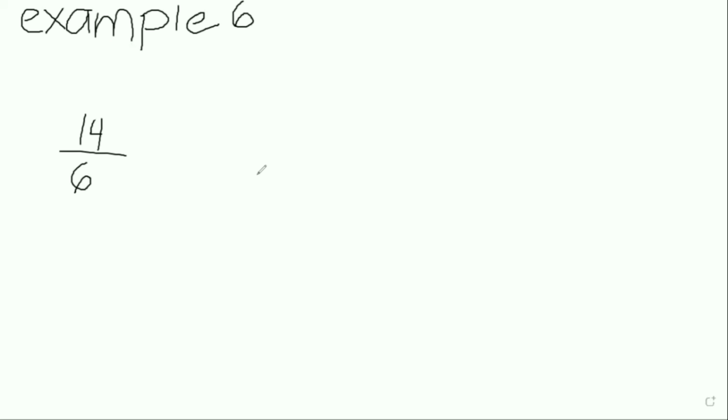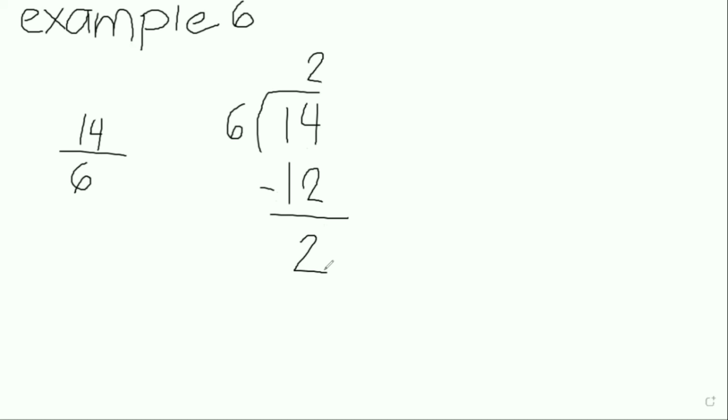Our next example is 14/6. So 14 divided by 6 equals 2. 2 times 6 equals 12. And then 14 minus 12 equals 2. So after the division, once again, the quotient or the answer in division is the whole number. The remainder is the new numerator. And we're just going to copy the denominator, which is 6. So the answer is 2 and 2/6.